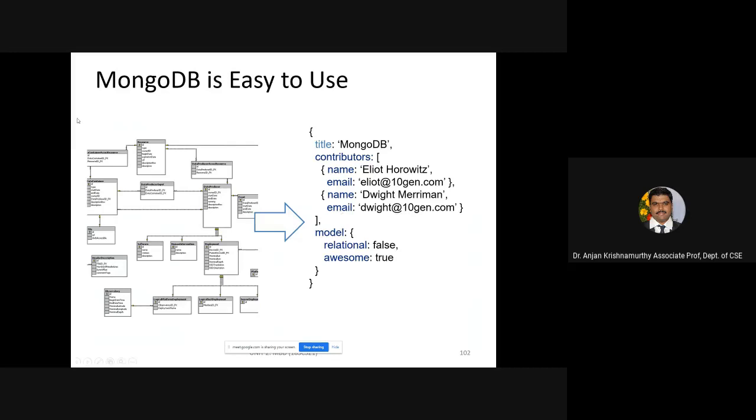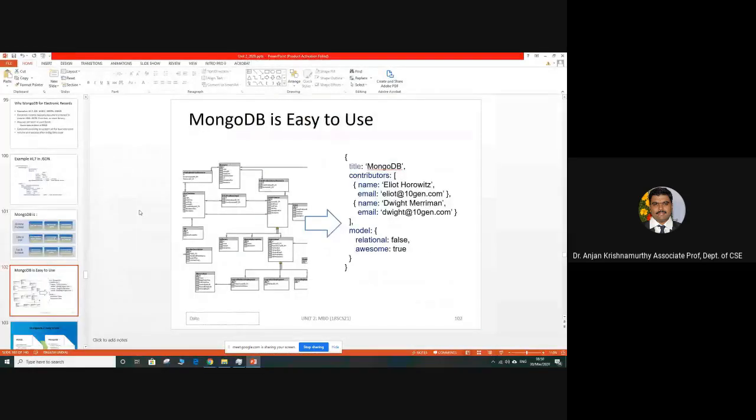For example, the left-hand side of this particular slide is something very similar to what you are already aware of. This is a class diagram of a relational model that you have developed using a relational system. Now, if you are trying to convert that into MongoDB syntax, with a document object as a JSON object, the representation would look something like this, right? You have title, contributors, your name and email ID, then model, relational is false, awesome is true. These are some examples of how JSON objects are represented, which is equivalent to your relational schema model. Again, I would like to pause for a moment so that you can have a look at this particular slide before I go ahead with the remaining things.